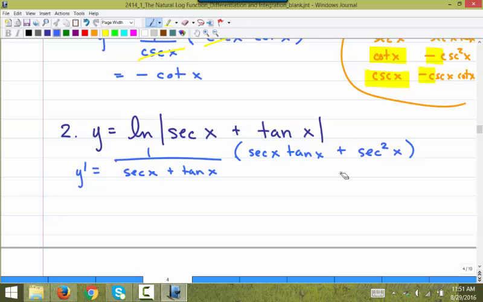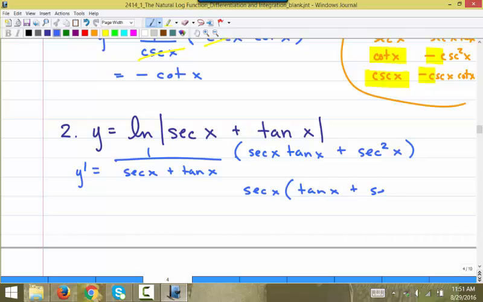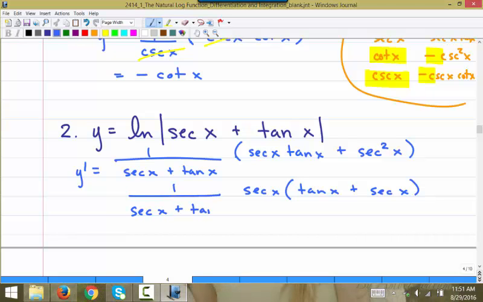All right, what can I factor out up top? A secant x. If I do, I'm left with a tan x plus a secant x. And guess what was on the denominator? Secant x plus tan x. So that is going to go away. The answer is just secant x. I'm going to stop it here and do another recording for letter C.